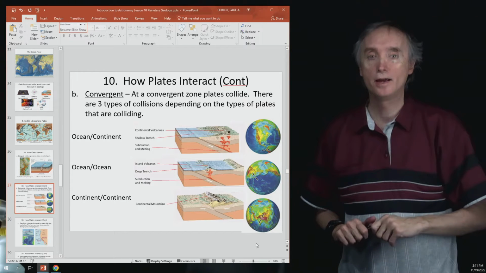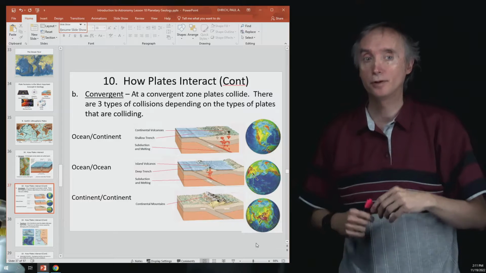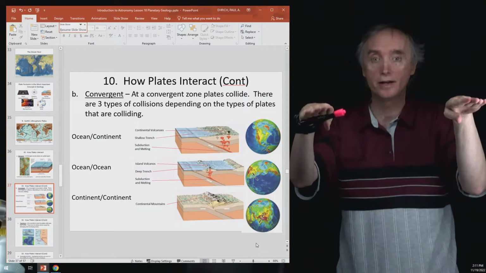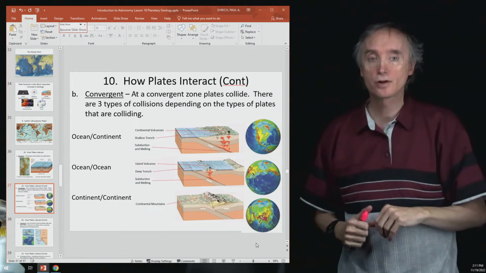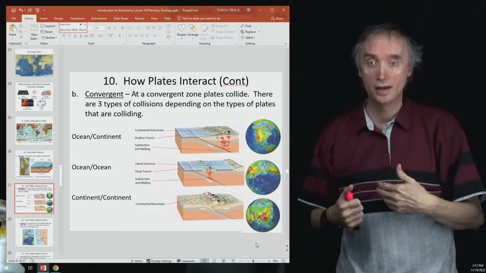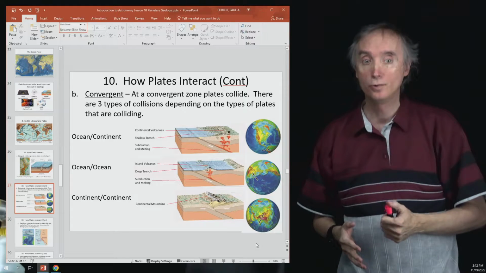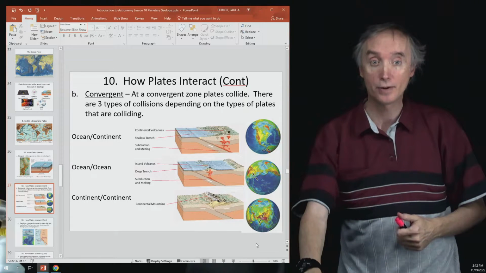Okay, I'm back, and now in our previous segment we talked about when the plates are pulled apart, that was divergence. We also talked about when the plates are pushed together, that's convergence. And now we want to talk about transform, which is going to be when the plates slide past each other.